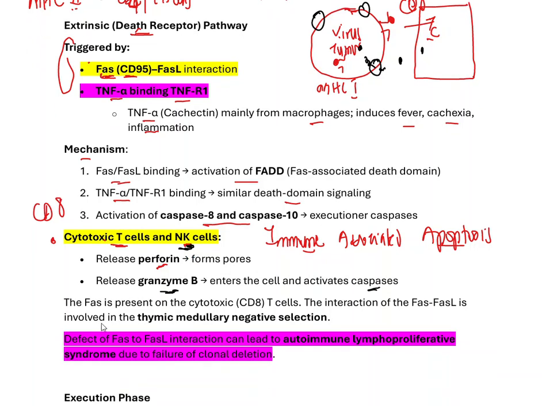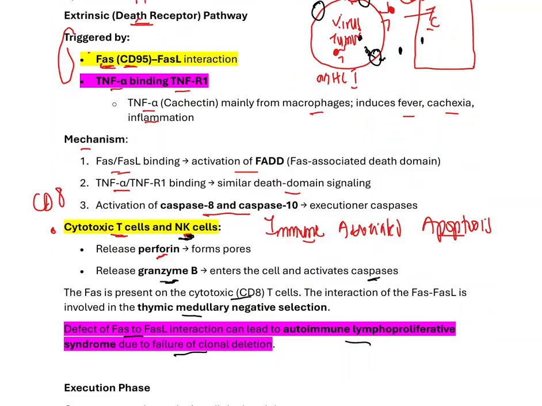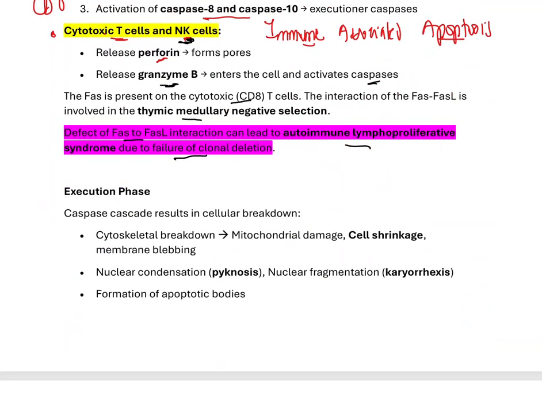So moving on, guys. The FAS is present on the cytotoxic T cells, right? And the interaction of the FAS to FAS ligand is involved in thymic medullary negative selection, remember, which we spoke about earlier. And that's why a defect in the FAS to FAS ligand interaction will lead to autoimmune lymphoproliferative syndrome, due to failure of clonal deletion of those T cells that have high affinity for self antigen, right? And that's what we saw in the question that we did earlier. So let's now move on to the execution phase.